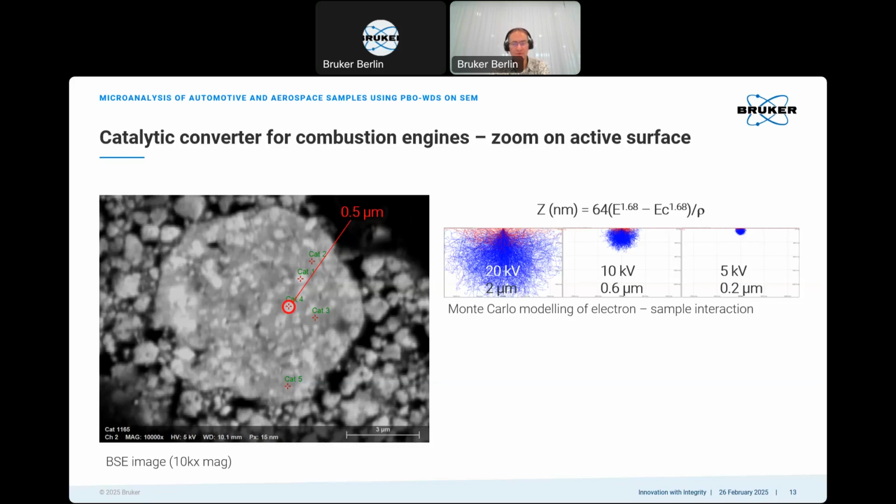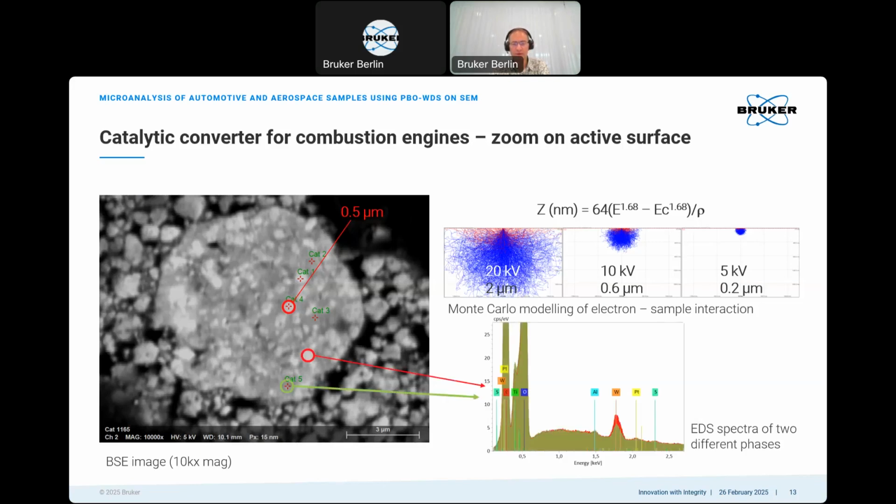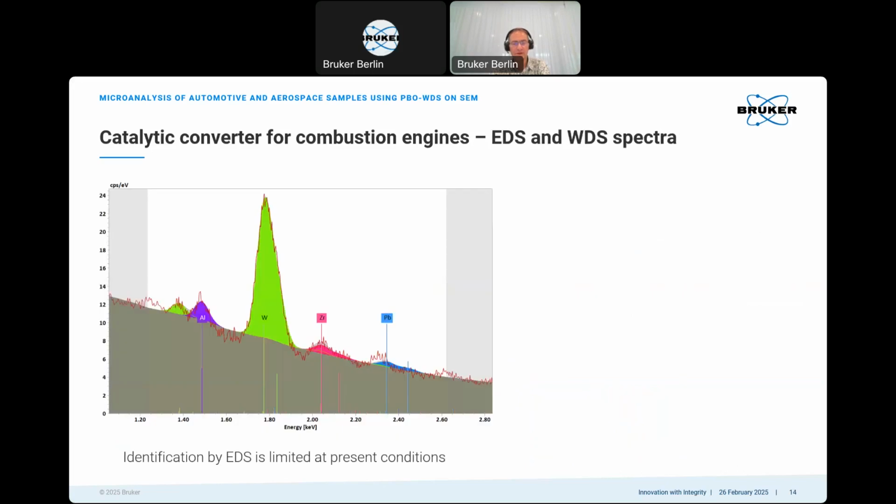We have to reduce the acceleration voltage to about 5 kV. And here we see spectra acquired at 5 kV from the different particles, the bright and the darker areas, and we see differences, especially in the content of tungsten and also in the content of titanium. So the brighter particles contain more of the heavy element tungsten.